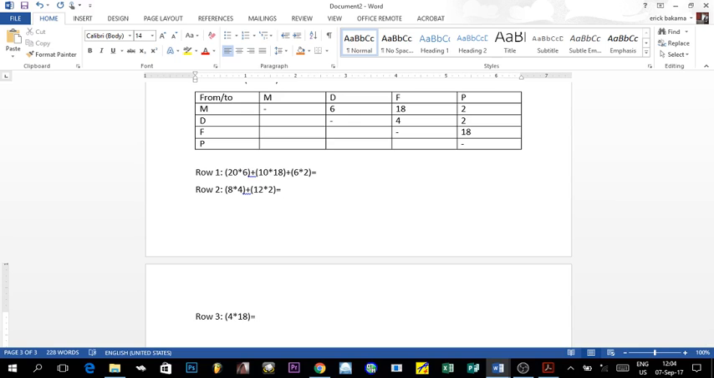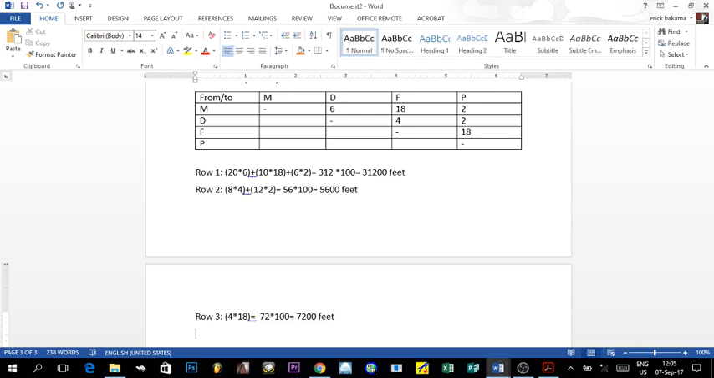Then we need to sum up everything. The first one is 20 times 6 plus 10 times 18 plus 6 times 2, which gives us 312. This is 312 feet that we need to multiply by 100. The second one is 8 times 4 plus 12 times 2, which gives us 56. 56 times 100, which gives us 5600, and then we have feet here. And the third one is 4 times 18, which gives us 72 times 100, which gives us 7200, and then we have feet here.